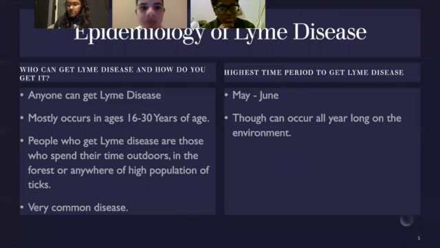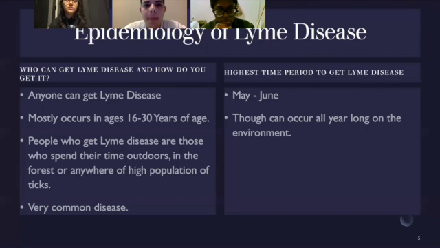So now we are going to talk about the epidemiology of Lyme disease. We'll talk about who can get Lyme disease and how you get it, going a bit further into what Daniel just spoke about. Basically, anybody can get Lyme disease. It normally occurs between ages 16 to 30, with a higher risk for younger people, because you can get the bite of the tick basically anywhere.